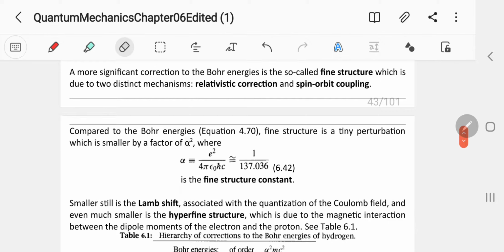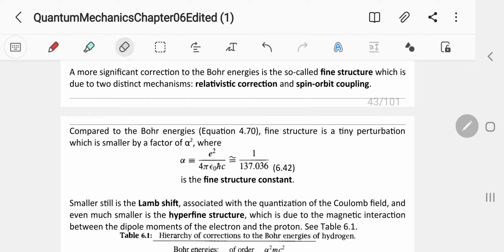So a more significant correction to the Bohr energies is the so-called fine structure, which is due to two distinct mechanisms: relativistic correction and spin orbit coupling. And first we will discuss the relativistic correction before spin orbit coupling.